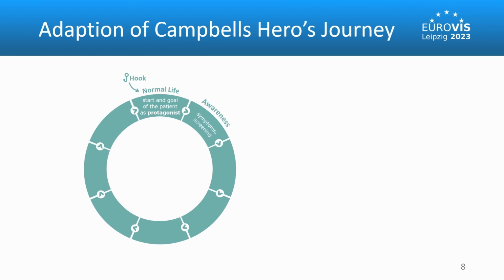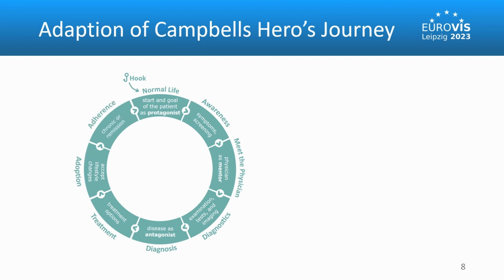Emerging symptoms or preventive screening creates awareness of a present disease. The patient visits a doctor who acts as a mentor as the story progresses. Diagnostics may include various tests and medical imaging methods. This leads to a final diagnosis, introducing the disease as antagonist of our story. Several treatment options might help to overcome the disease. Additionally, the adoption of a healthier lifestyle can be part of getting better.